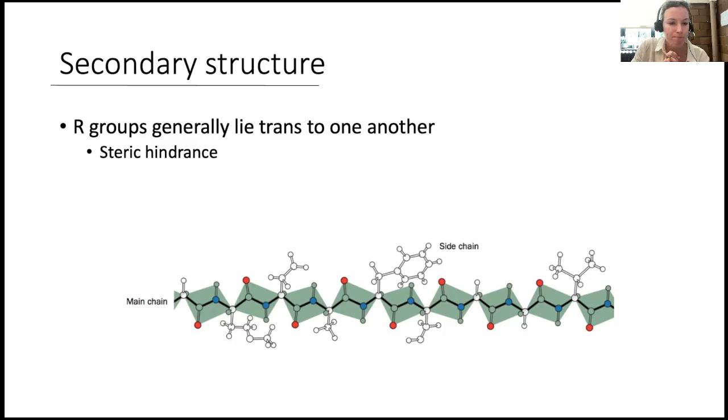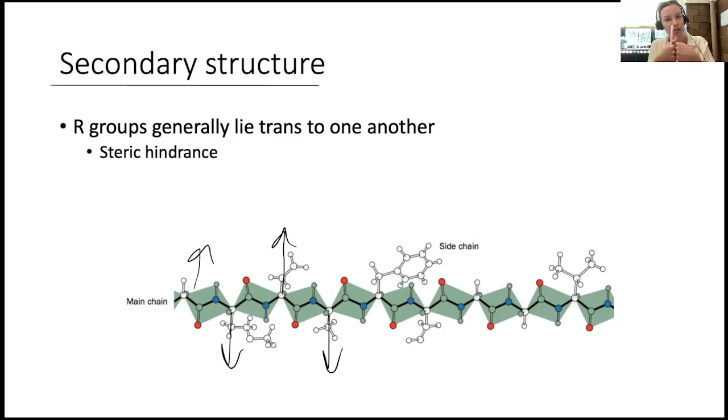Let's zoom out a bit. Okay, so we know that some of these bonds can't rotate and some can. So when we have a peptide, how would we expect the amino acids that are sequential to be relative to each other? Well, the R groups of amino acids in general are going to lie trans to one another due to steric hindrance. So this first R group in white is pointing up, the next one is pointing down, the next one is pointing up, etc. Because that way these bulkier R groups aren't smashing into each other.